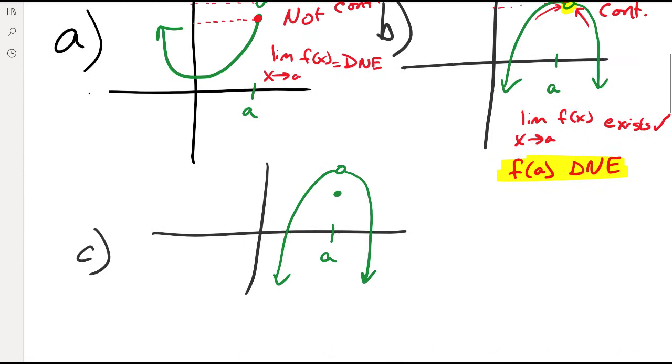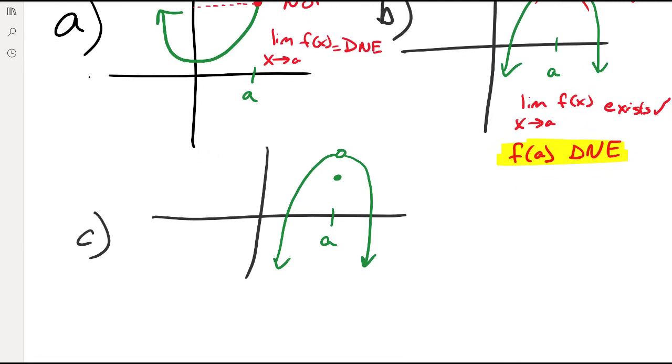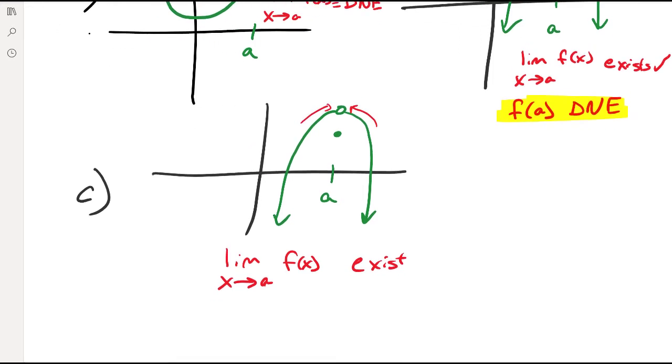The third graph here, let's see what we have. Do we have a limit as x approaches a of f of x coming from both sides? Well, certainly similar to graph B, when we approach that value of x equals a from both sides, we do agree on the same limit there. So the limit does exist as we approach from both sides. All right. Do we have an f of a? Does f of a exist?